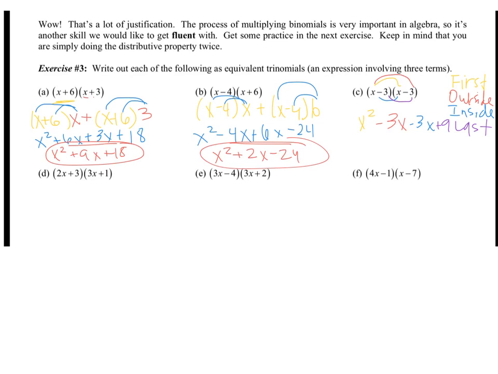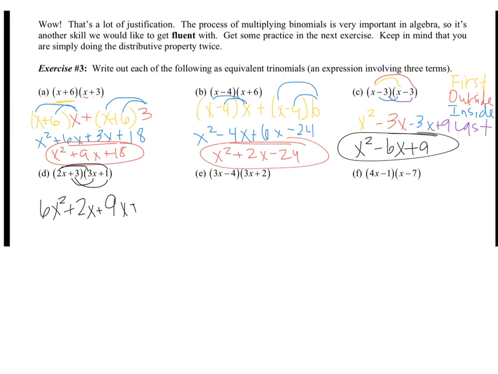Again, you're going to combine like terms. Negative 3 and negative 3 makes negative 6. So x squared minus 6x plus 9. So you can do FOIL as well. That's just another strategy. If I do that, then 2x times 3x is 6x squared. 2x times 1 is 2x. 3 times 3x is 9x. And 3 times 1 is 3. Combine like terms, and it's 6x squared plus 11x plus 3.